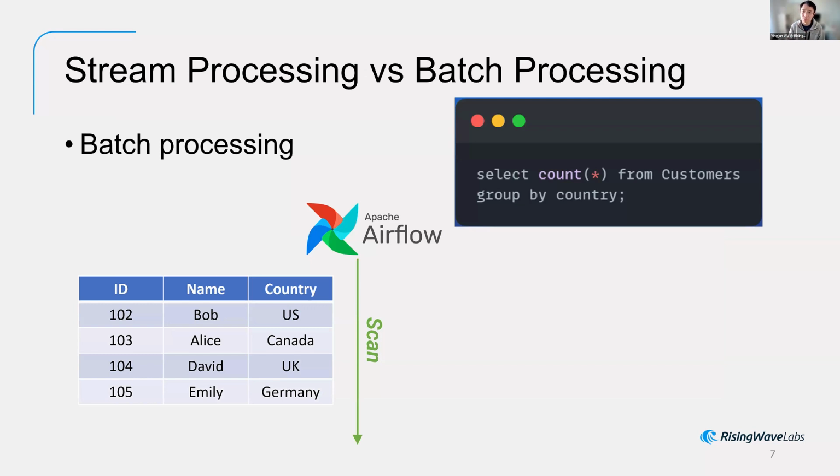RisingWave is a stream processing system, and today we also talk about stream processing technologies in different systems, especially those coming from big companies. Before talking about those technologies, let's first compare batch processing and stream processing. For batch processing, imagine that we have a table with four rows, four items. Every time we want to do computation, we do a full table scan. You have to scan the table row by row, item by item, and do the calculation. That's how it works in a batch processing system.